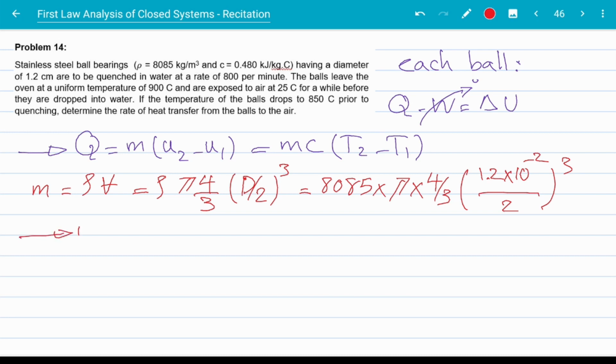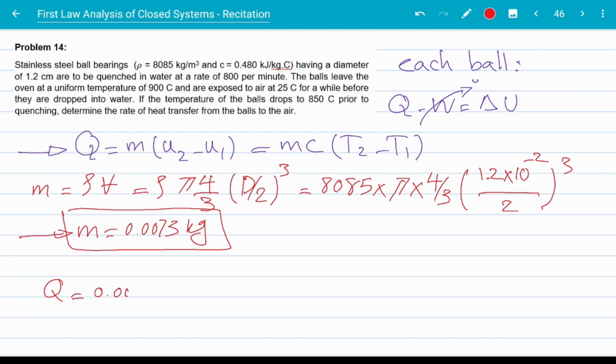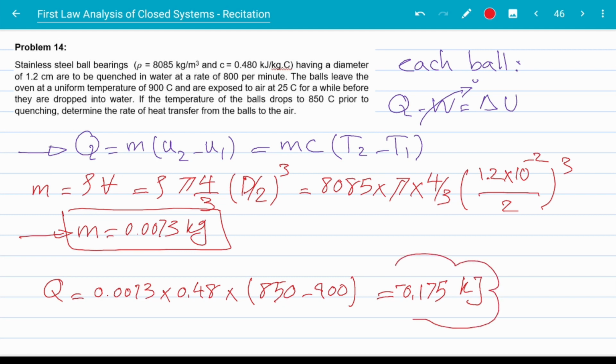Now if you do that, you get that the mass of an individual ball is 0.0073 kilograms, or about 7 grams. So each ball has this mass. For an individual ball, Q is mass 0.0073 times C, which is given as 0.48, times delta T, which is 850 minus 900. This is equal to minus 175 kilojoules. So each individual ball loses 0.175 kilojoules of energy to air. The minus sign shows that the ball is losing heat.